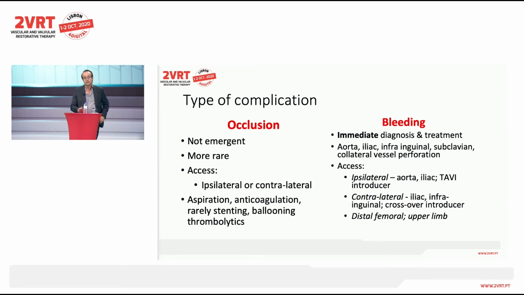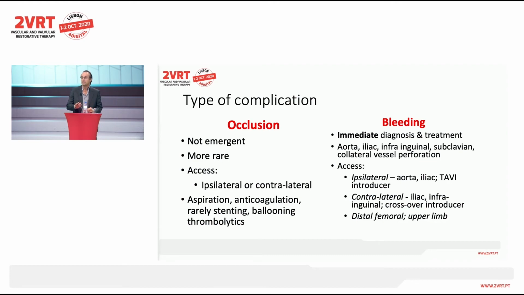Bleeding, it's a major concern because you have to treat it right away. You can have bleedings with a quite big volume. So immediate diagnosis is very important. You need to be aware and diagnose the problem so you know how to treat it. It can occur at several levels. We've seen them all today: aortic, iliac, infrarenal, subclavian, even collateral vessel perforation with wires. We've seen a case yesterday.